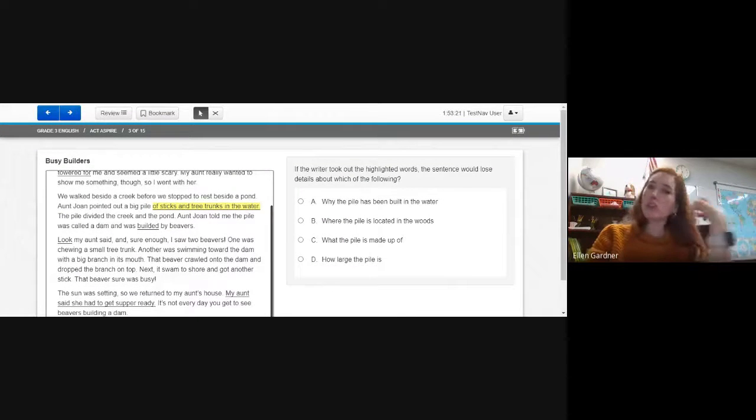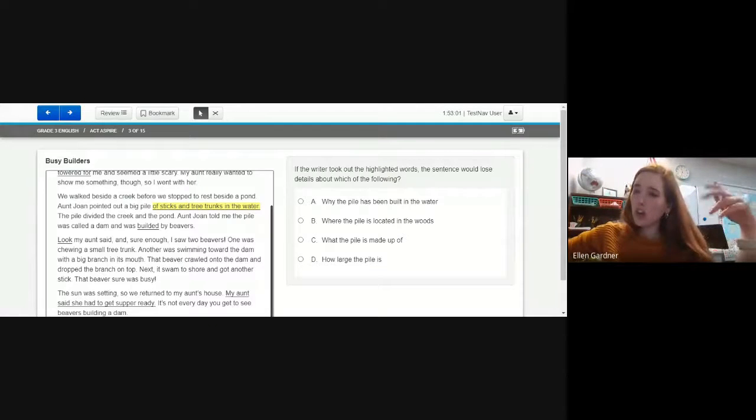Now, here's an interesting one. It says, if the writer took out the highlighted words, the sentence would lose detail about which of the following: why the pile has been built in the water, where the pile is located in the woods, what the pile is made up of, and how large the pile is. Now, let's read what the highlighted words are and think through what they are doing.